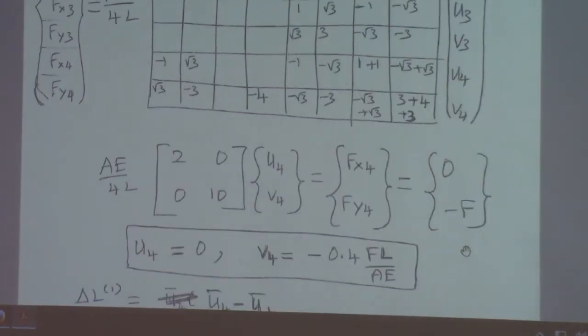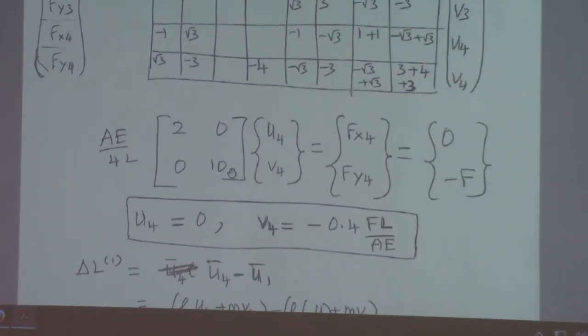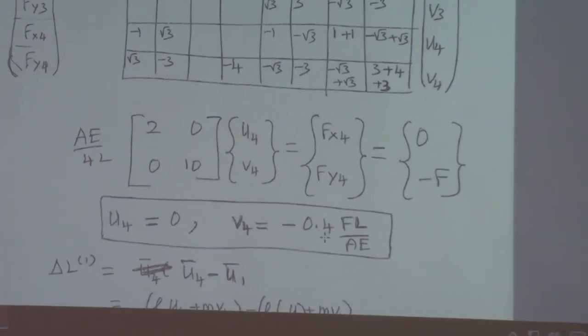So I solve this problem and get U. This is a symmetric truss. Since I didn't apply any horizontal force, there is no horizontal displacement. U4 is zero, and there is only vertical displacement, negative, which means the node comes down, no surprise. It is 0.4, a round number, 0.4 FL over AE. Now we have to find the elongation of each element so that we can find the forces in each element.